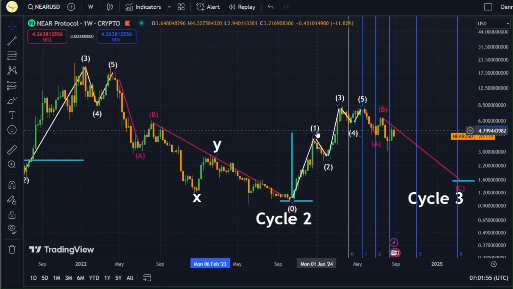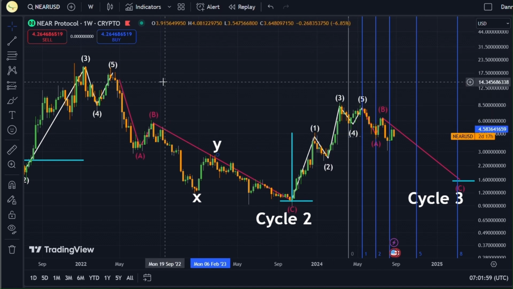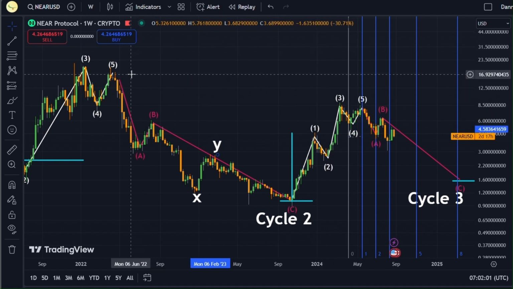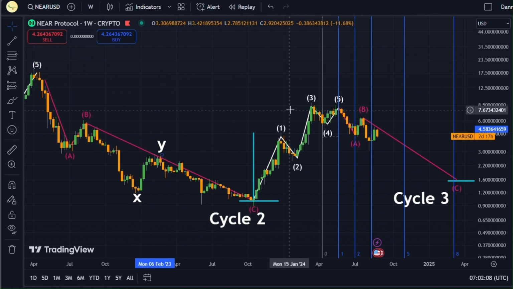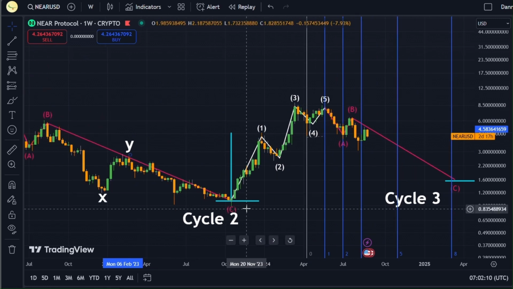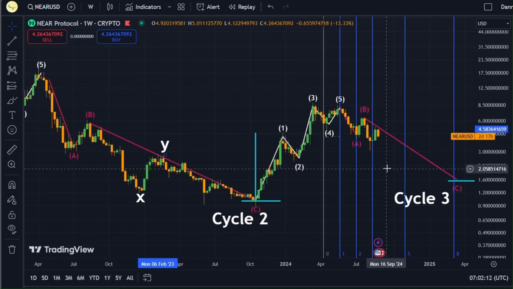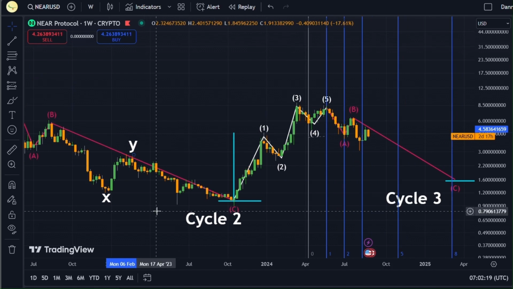Similarly, in the second cycle also I mentioned the numbers 1, 2, 3, 4, 5, and after the numbering is over, I also mentioned the alphabets A, B, and C. Now, in the current cycle, which is the second cycle, this ongoing one, it is important to understand how much it has progressed after 1 month.